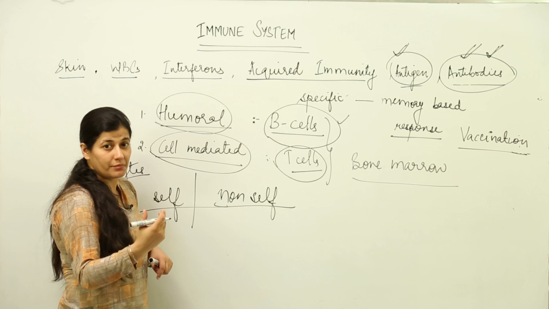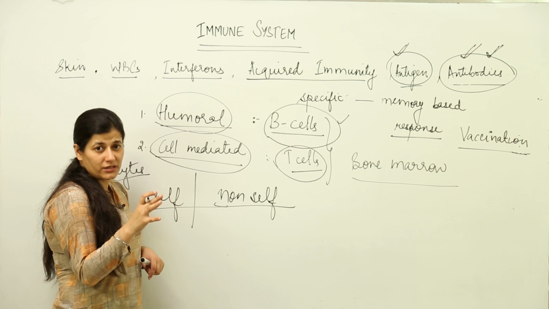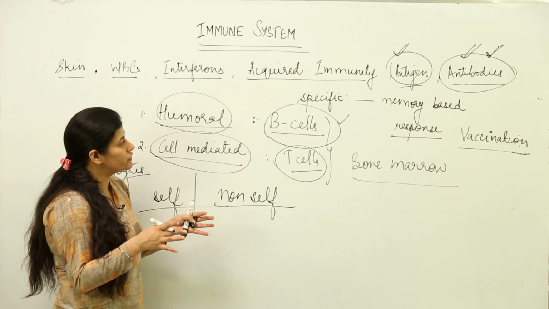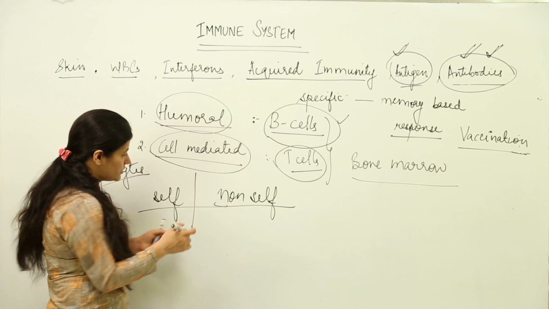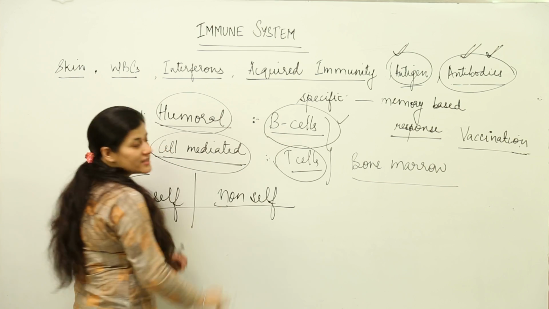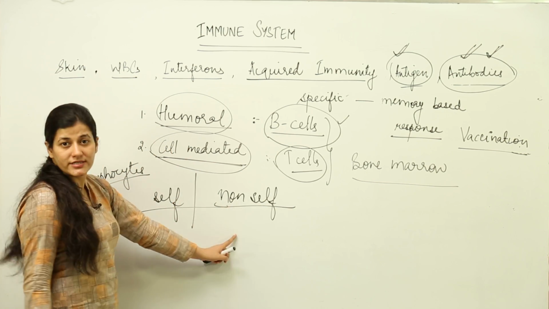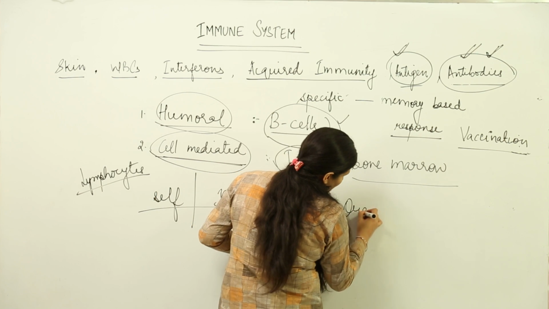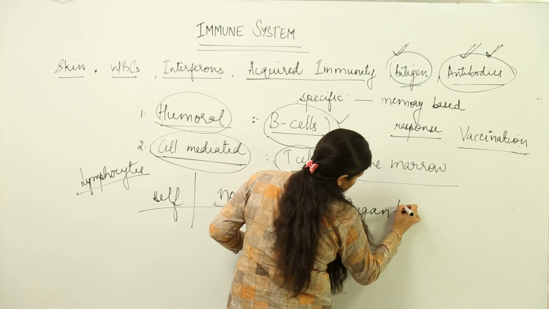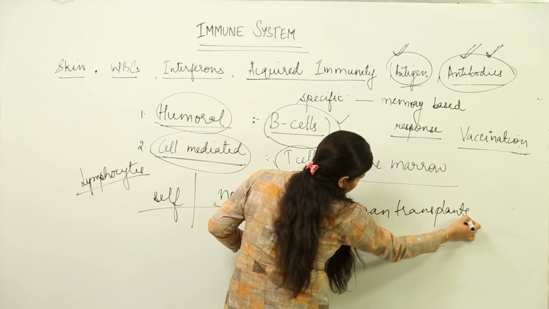So, there should be some mechanism which is responsible for carrying out that particular reaction or the process in a guided way, so that the self cells are not destructed, and that is because of cell mediated immunity. And when I say this self and non-self, it has a wide application in the case of organ transplants. Pay attention over here, what happens during organ transplant.